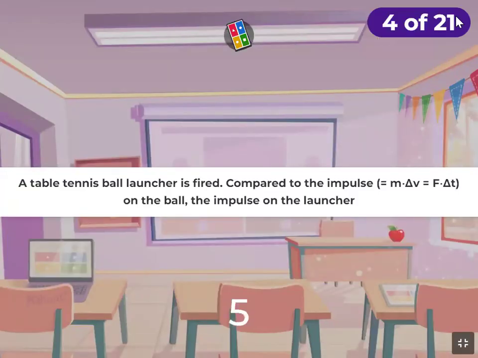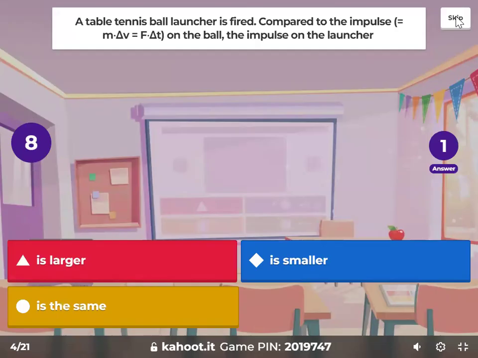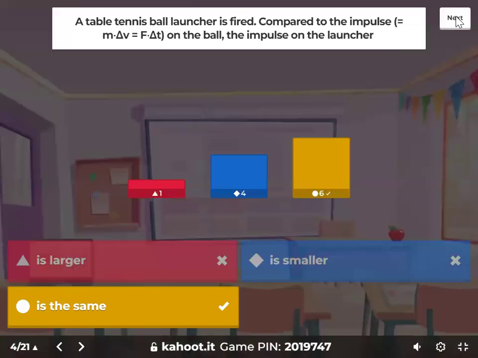Table tennis ball launcher is fired. Compared to the impulse on the ball, the impulse on the launcher. And also the same, right?